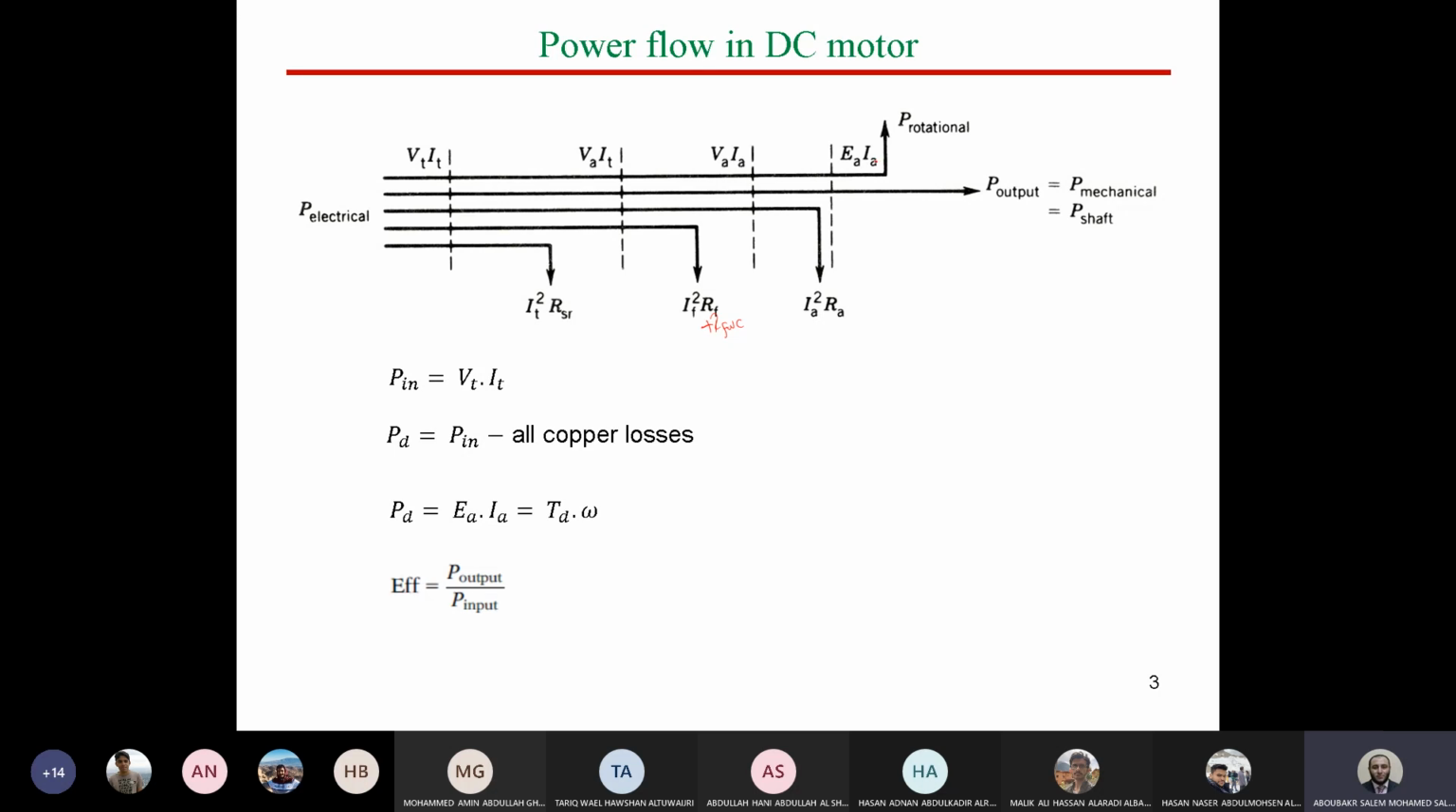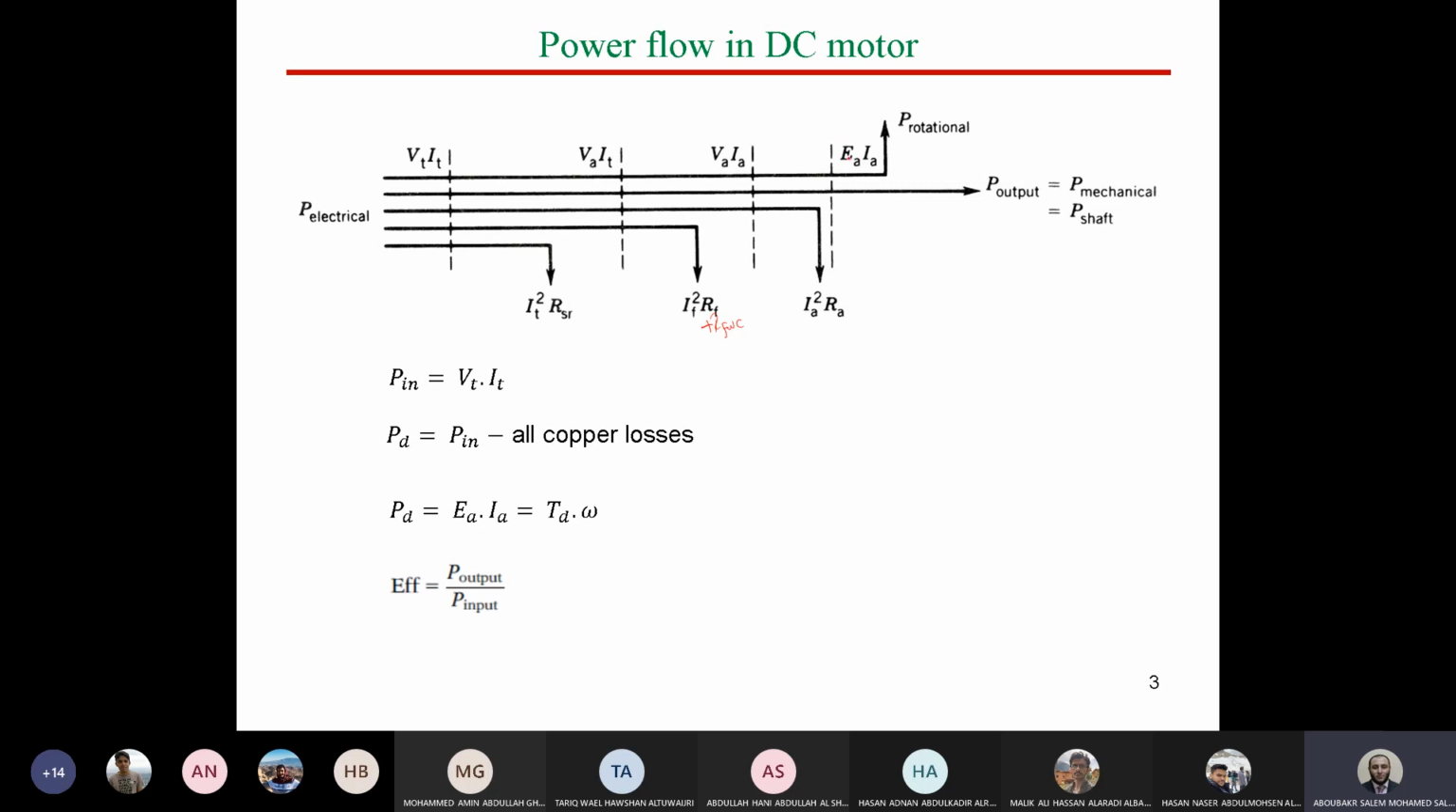The power which moves from the armature side to the field side, or from rotor to stator, is called the developed power, EaIa. This is after calculating all of the electrical losses. So the power developed that will be converted from electrical to mechanical is Ea multiplied by Ia, where Ea is the back EMF or the generated voltage of the DC machine.